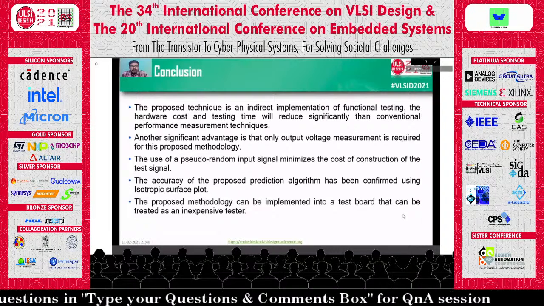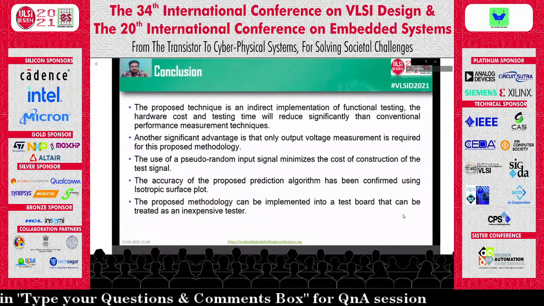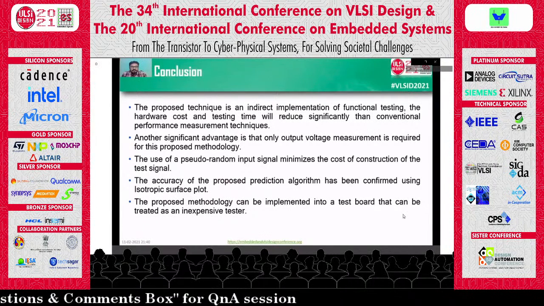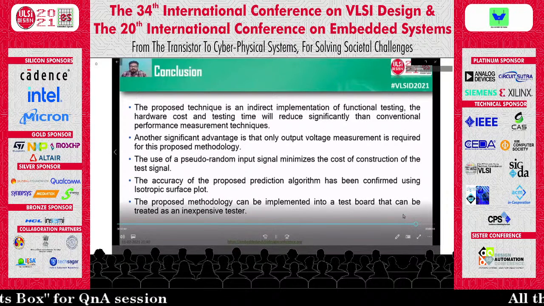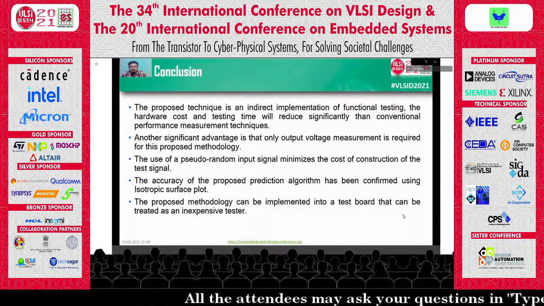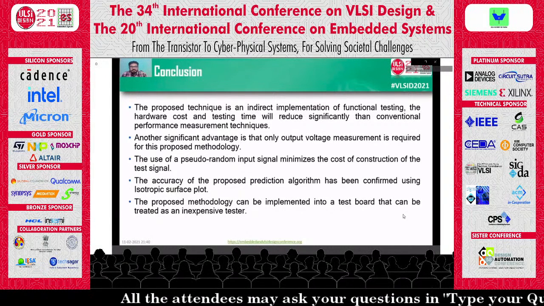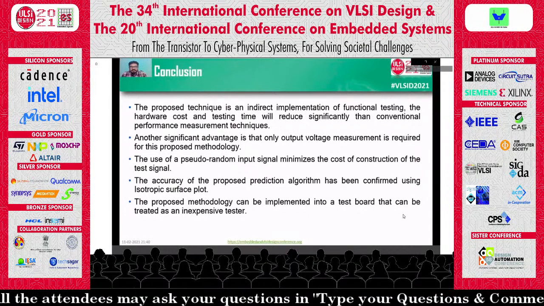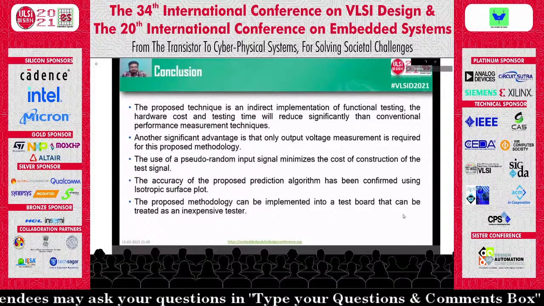To conclude, I'll summarize the advantages of the proposed methodology. Using this proposed methodology, the overhead of the test cost of functional testing can be reduced significantly. Also, it will help to reduce the test time, helping mass production. The prime advantage of this methodology is that it requires measurement of the output voltage only for a given pseudorandom voltage. Therefore, this method is relevant to circuits where the internal nodes are not available.